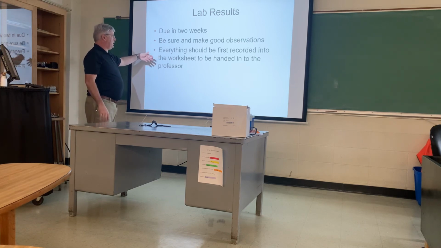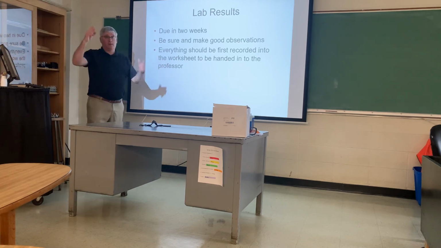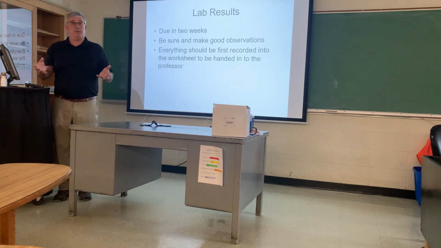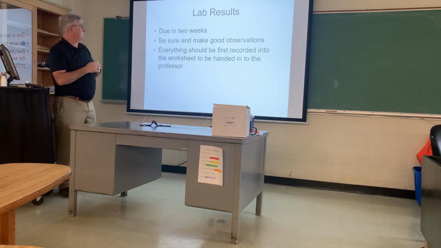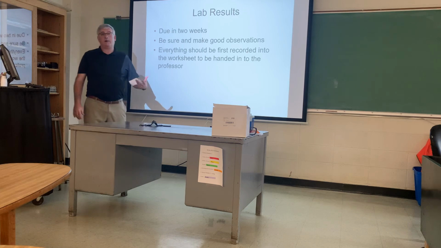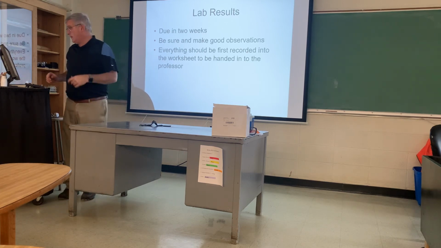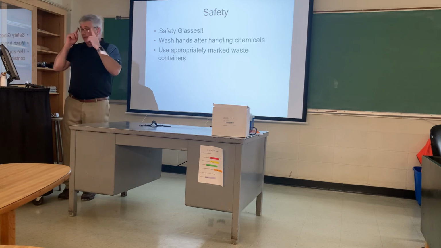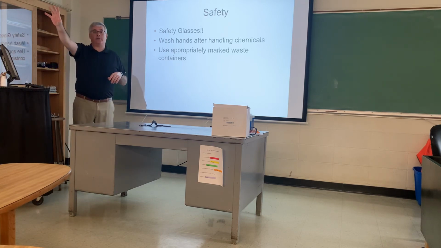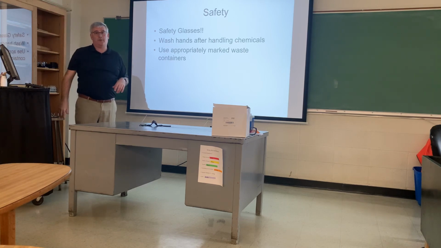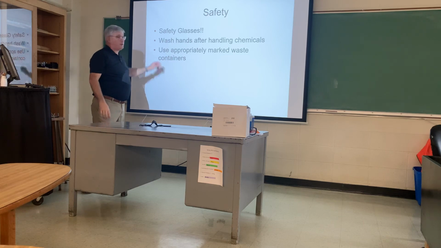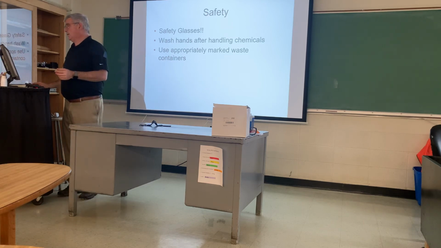Everything should be first recorded into the worksheet. There are data tables for the observations that I put in there for you. But then there's a set of summary tables at the end of the lab. Be sure and fill out the summary tables based on the information that you recorded while you were observing. Make good observations. We're going to grade on observations this time, so be aware of that. And safety glasses. There will be containers. These ions cannot go down the drain, and so there'll be containers for them in the back for you to put them in. So use appropriately marked containers for the materials in this lab.